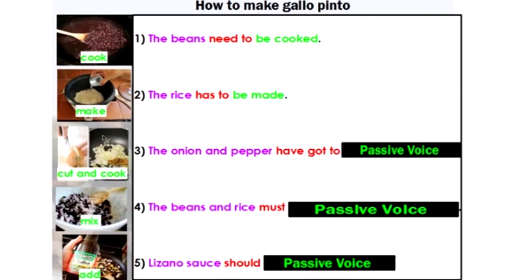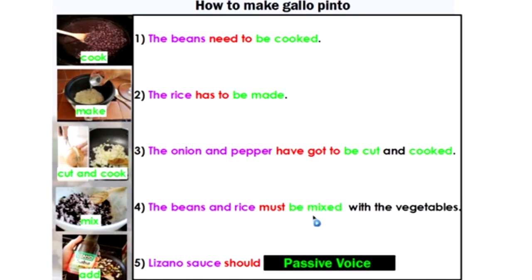Very good. Okay, the onion and the pepper, right? The vegetables, we'd say the onion and the pepper have got to be cut and cooked. So there's my modal, have got to, using the base form of be. The past participle of cut is cut, and the past participle cooked. Okay, the next step, mix. So the beans and rice must be mixed with the vegetables. Again, the modal and the conjugation for the passive voice.